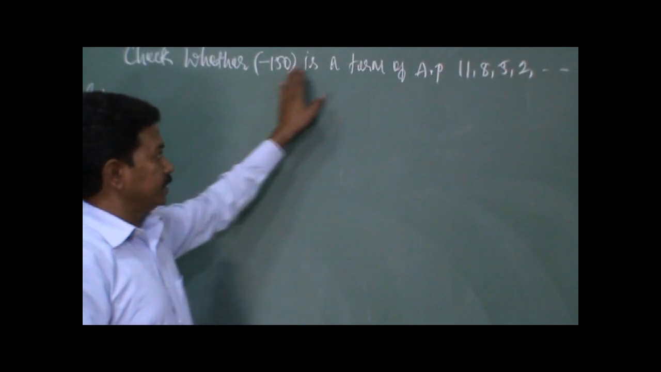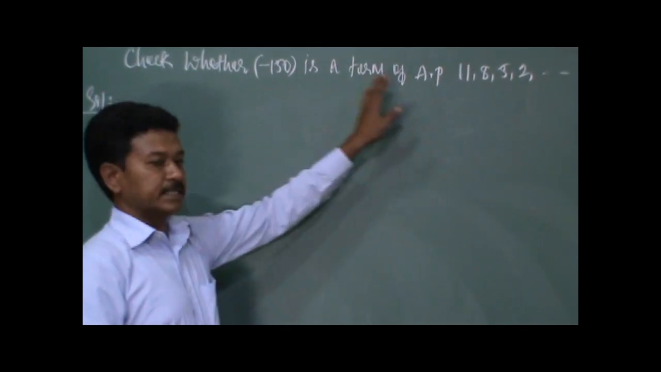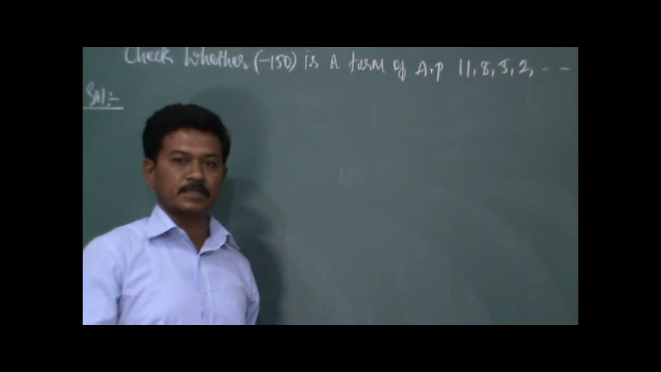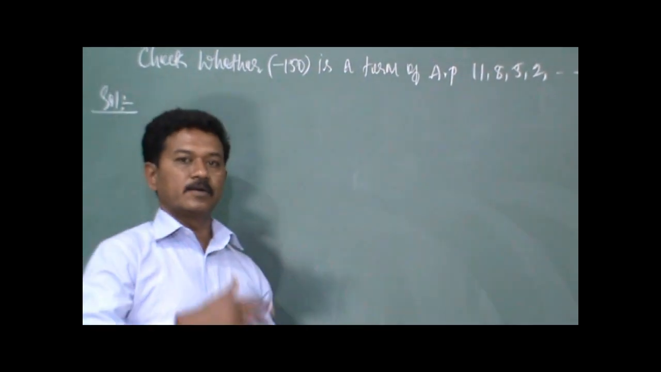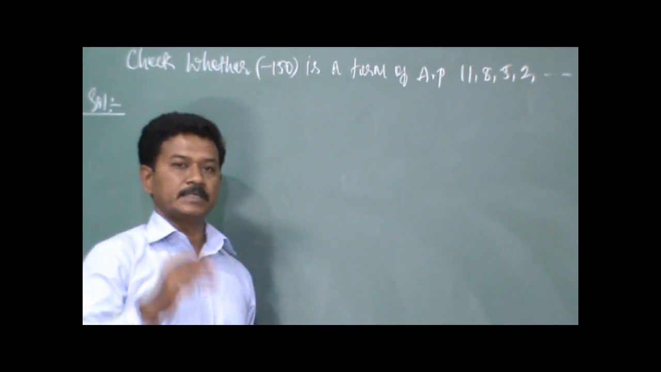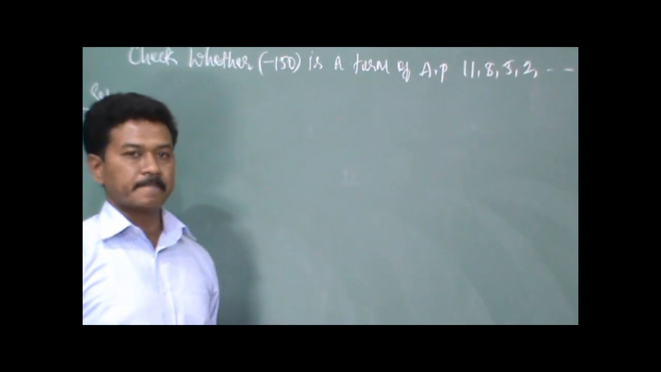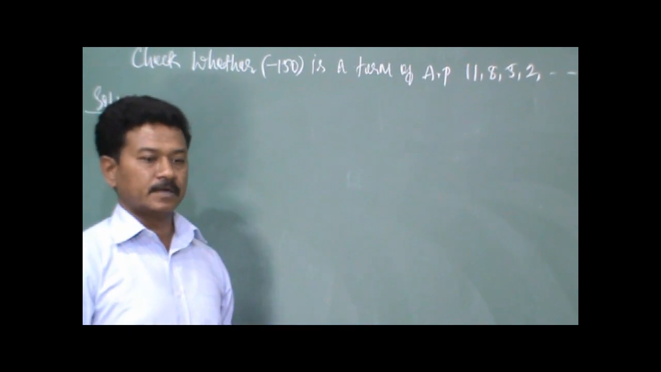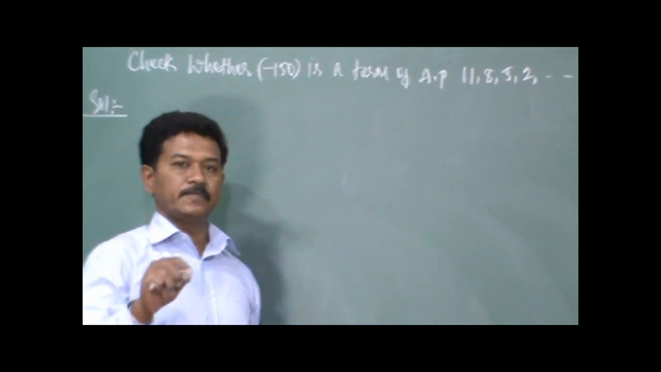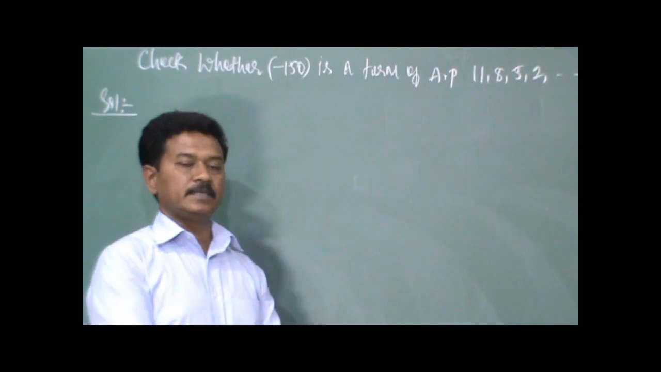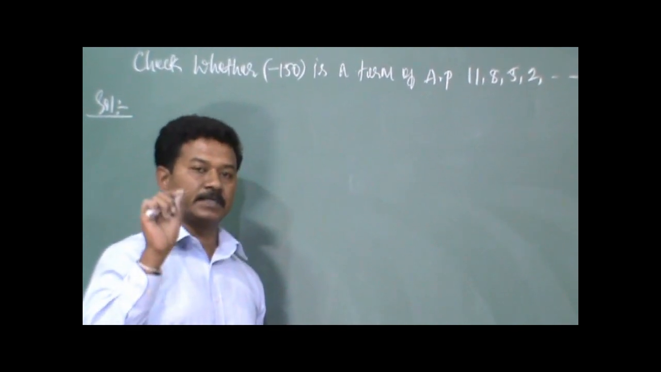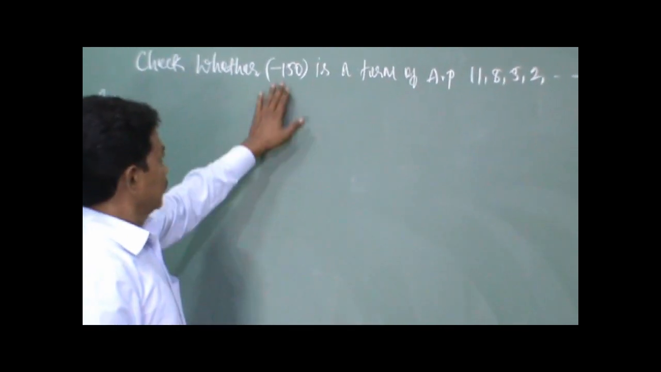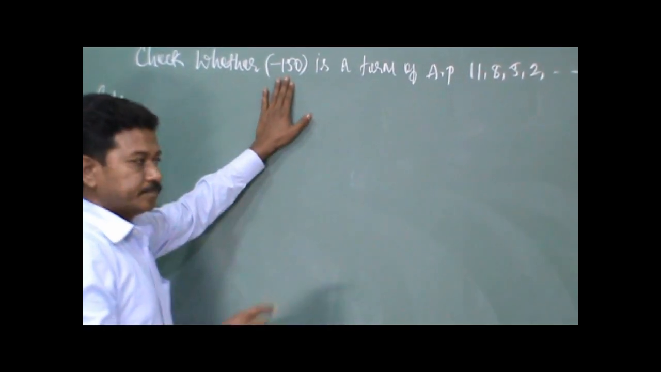If minus 150 is a term of the AP, then it will be some 20th term or 30th term or 60th term or 25th term, something like that. But it can never be the 25.3 term or 25 by 6th term or 13.3 term or 15.8 term. It cannot be like that. The number of a term of an AP is always an integer, that is, a whole number. So let us do one thing.